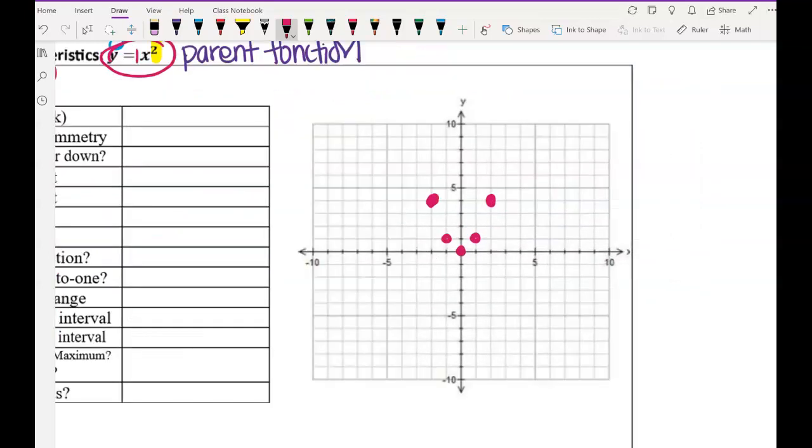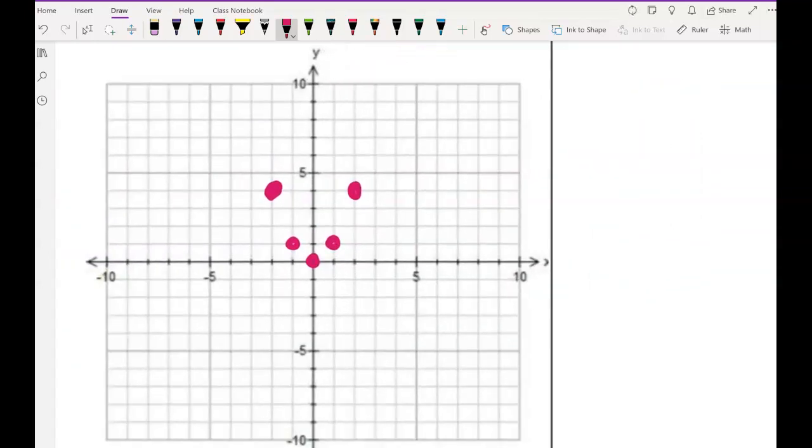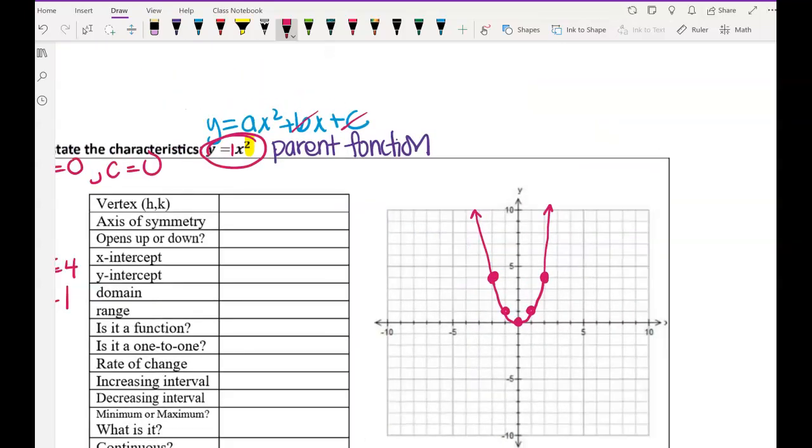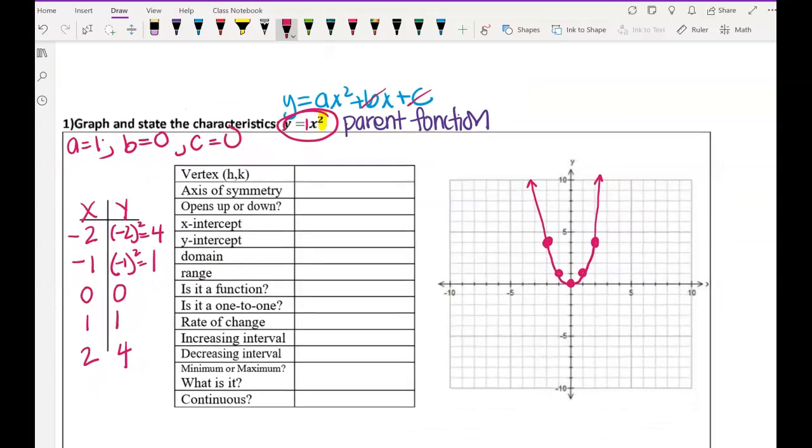As you can see, it's not a V, it's a nice round curve about here, so don't make this into a V. All quadratic functions, students, give us a U shape, okay? Let's fill out some information. Your vertex is at 0, 0. It's this little guy right here at the origin.